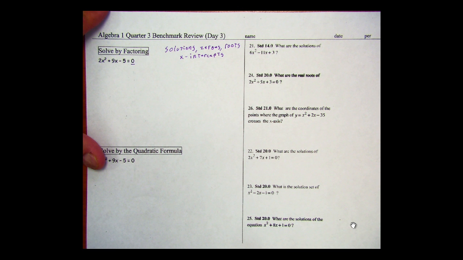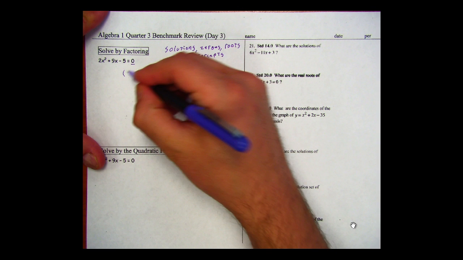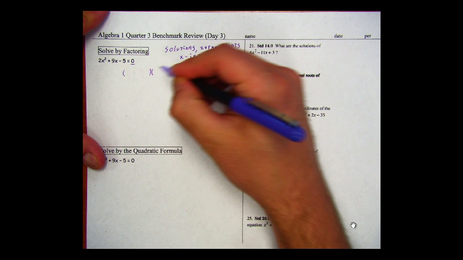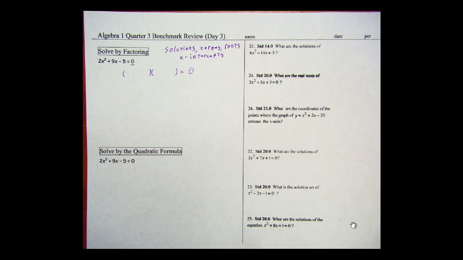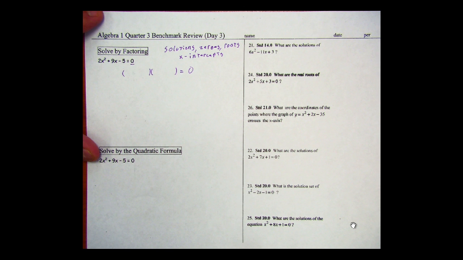So the first way that you can try to solve is by factoring. Not all quadratics are factorable, but if you can find out the factorization quickly, then you should be in good shape. So this quadratic is actually factorable, and when a quadratic is factorable, you can find the two binomials that are factors of it.